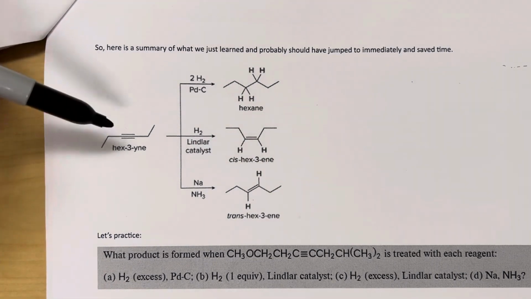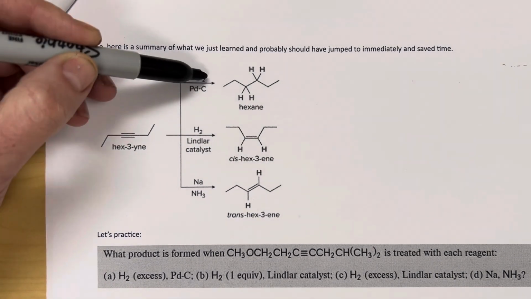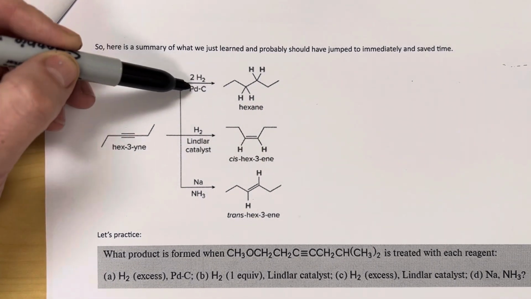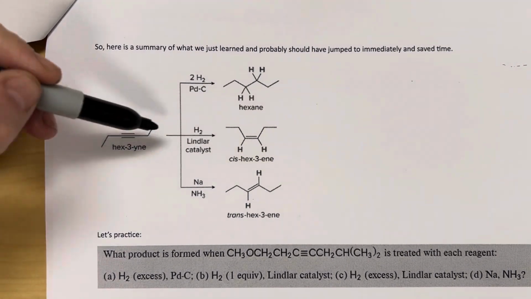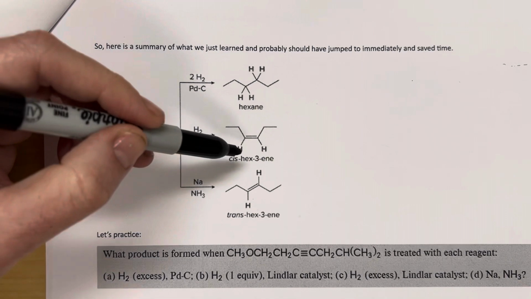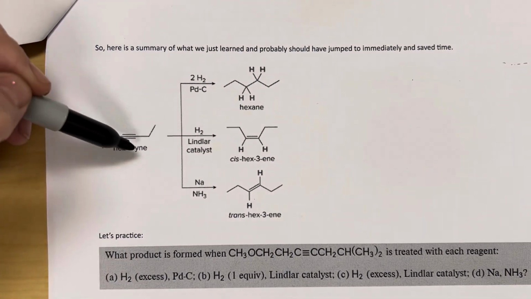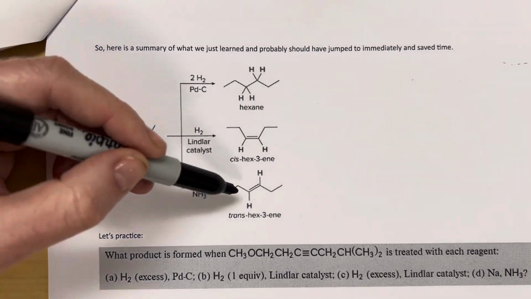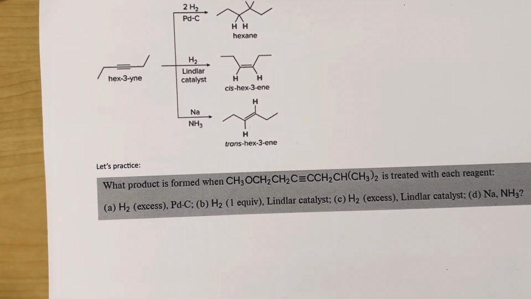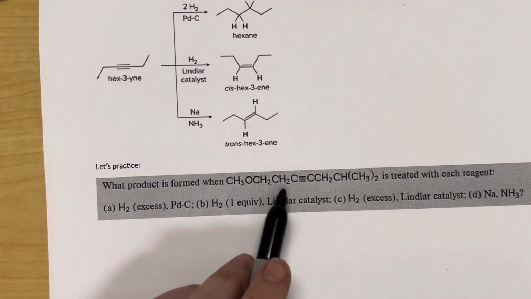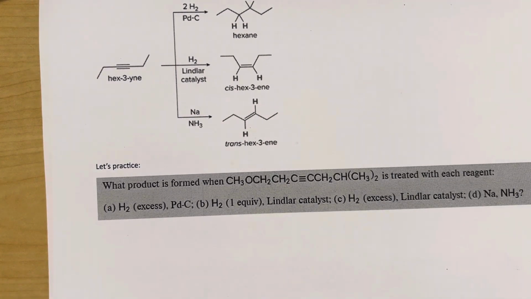Okay, so again, here's a summary. If you have this and you take H2 and PDC, two equivalents, you'll get the alkane. If you react it with the H2 and a Lindlar catalyst, you'll get the cis alkene. And if you react it with sodium and NH3, you'll get the trans alkene. Okay, it says what product was formed when this long thing is treated with each reagent.